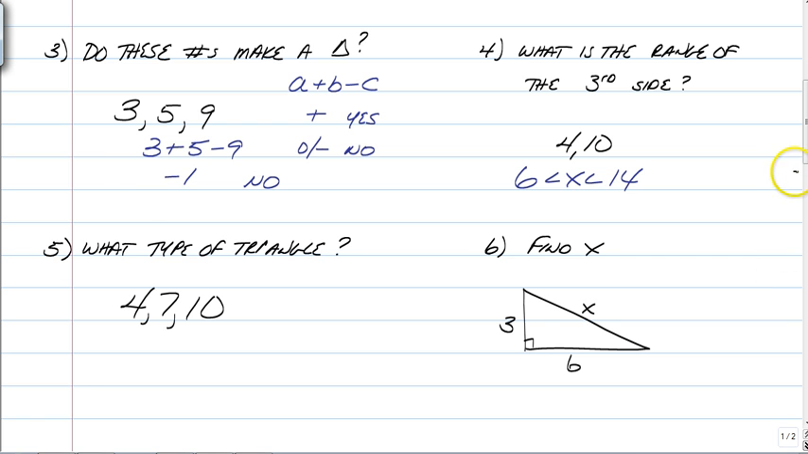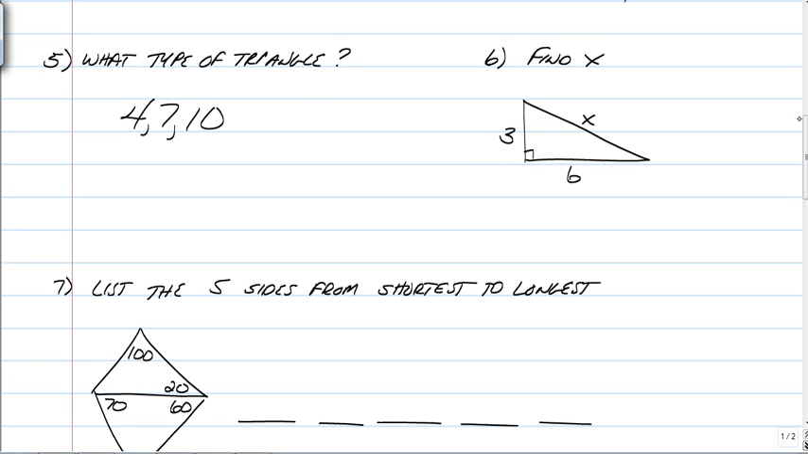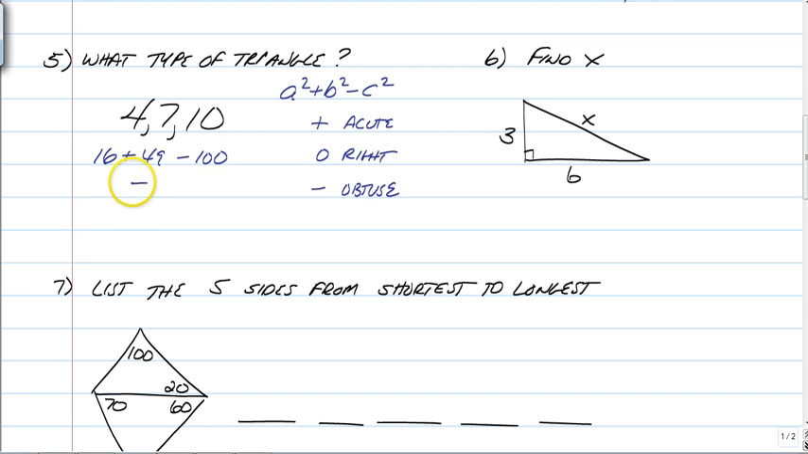Next question. What kind of triangle do you have? So when we're trying to figure out what type of triangle, we have a squared plus b squared minus c squared. If you have a positive number, it's acute. If you have 0, it's right. And if you have a negative number, it is obtuse. So this is just going to give us 16 plus 49 minus 100. And that's going to end up giving us a negative number, which means we are going to have an obtuse triangle.